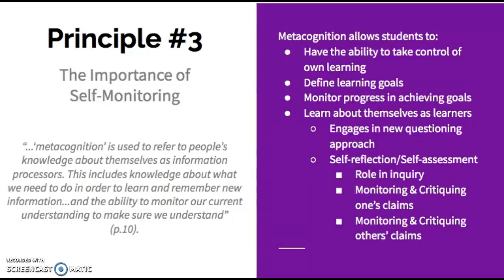Principle 3 is the importance of self-monitoring, which means metacognition, which is used to refer to people's knowledge about themselves as information processors. This includes knowledge about what we need to do in order to learn and remember new information, and the ability to monitor our current understanding to make sure we understand.